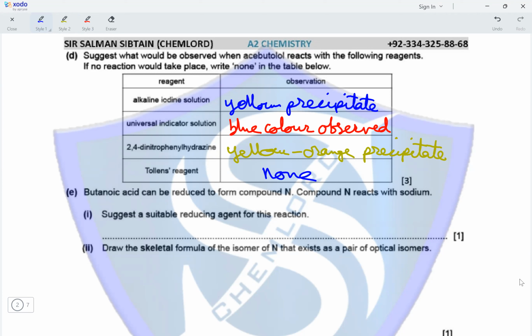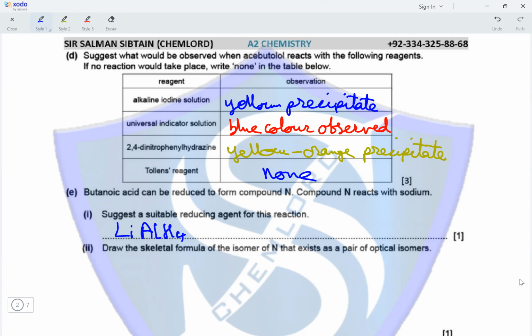Butanoic acid can be reduced to form compound N. Compound N reacts with sodium. Suggest a suitable reducing agent for this reaction. A reducing agent that reduces a carboxylic acid is LiAlH4, and a carboxylic acid is reduced to an alcohol.